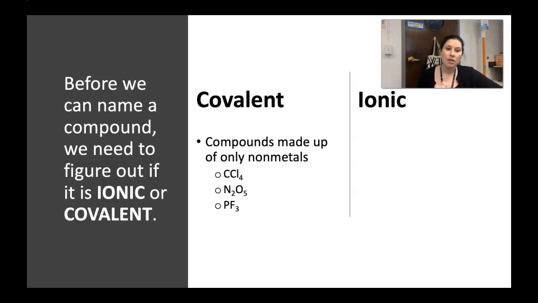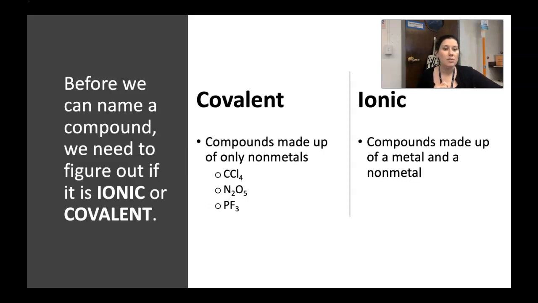An ionic compound, on the other hand, is made up of a metal and a nonmetal. That could be like Al2O3. I see aluminum there, that's a metal. NaCl, I see sodium, that's a metal. Or CaCl2, calcium, that's a metal. And notice the metals are always written first. That's an important part of writing chemical formulas and naming them. The metal always goes first.